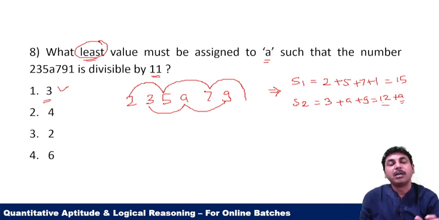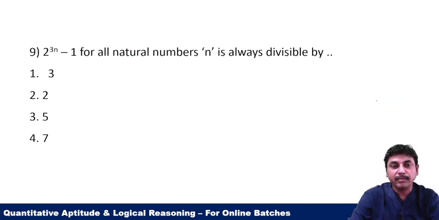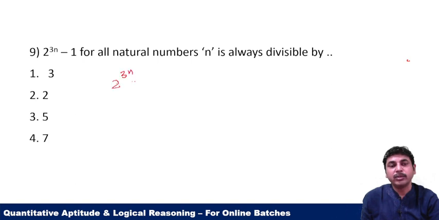And when the both alternate groups sum is same, then the number is divisible by 11. Let us go for this: 2 raised to 3n minus 1 for all natural numbers is divisible by. So I can write this as 2 raised to 3 whole raised to n minus 1. And 2 raised to 3 is what? 8 raised to n minus 1.